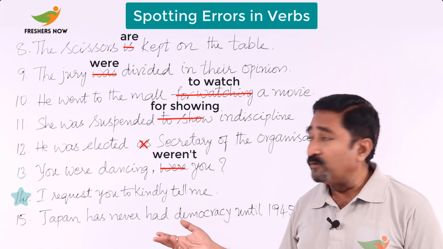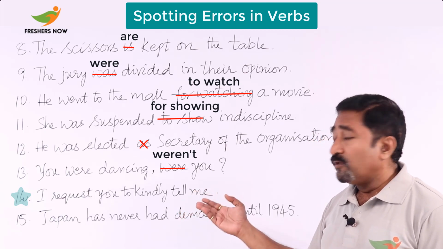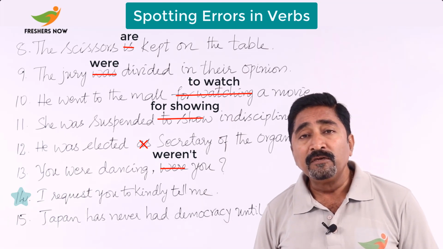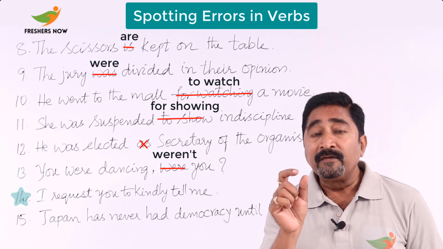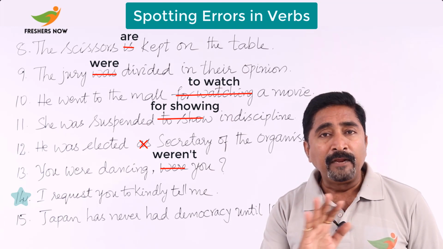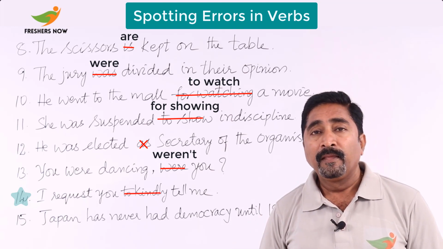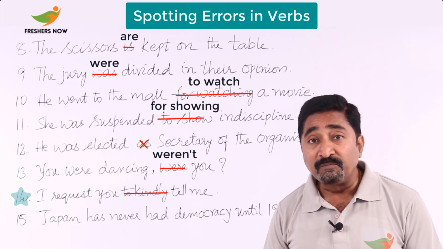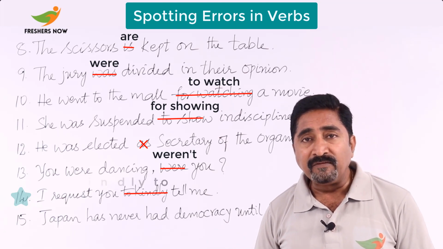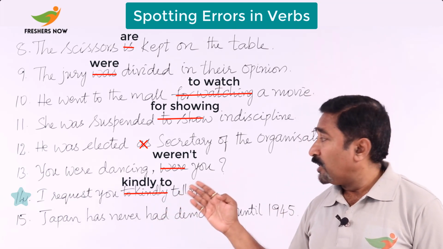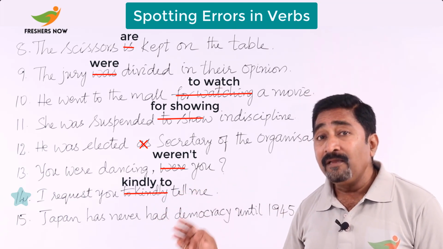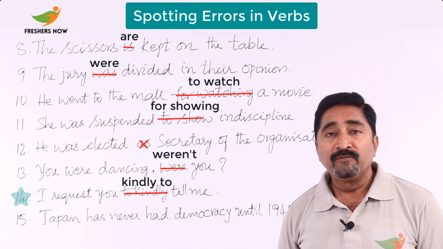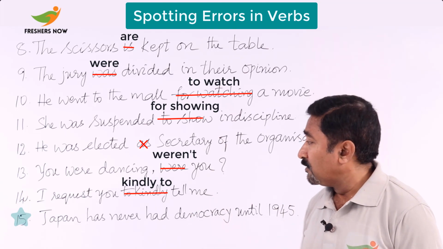Now let's see the next one. I request you to kindly tell me. Here you should understand in the given sentence that the infinitive verb should never be split. What is the infinitive verb here? To tell. That should not be split. So, as the case is, we should say that I request you kindly to tell me. So, this is what you need to understand.